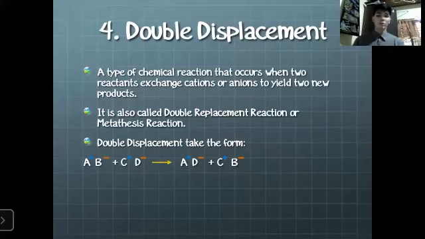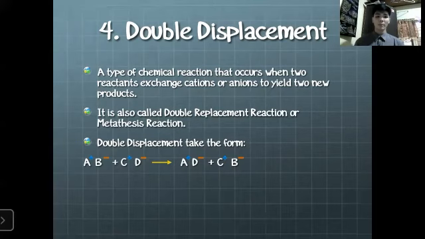Moving on to the next slide. Number 4, double displacement. Double displacement is a type of chemical reaction that occurs when two reactants exchange cations or anions to yield two new products. It is also called a double replacement reaction or metathesis reaction, and has the general formula A, the cation, and B, the anion, plus C, the cation, and D, the anion, yields AD plus CB.